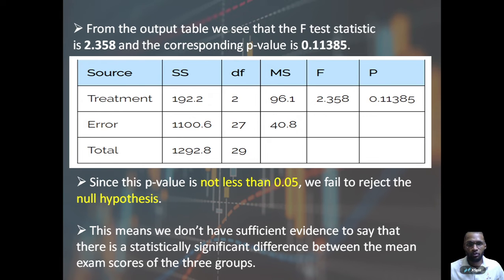From the output table, we see that the F test statistic is 2.358 and the corresponding p-value is 0.11385. This table we will also be calculating in SPSS. Since the p-value is not less than 0.05, we fail to reject the null hypothesis. This means we don't have sufficient evidence to say that there is a statistically significant difference between the mean exam scores of the three groups.